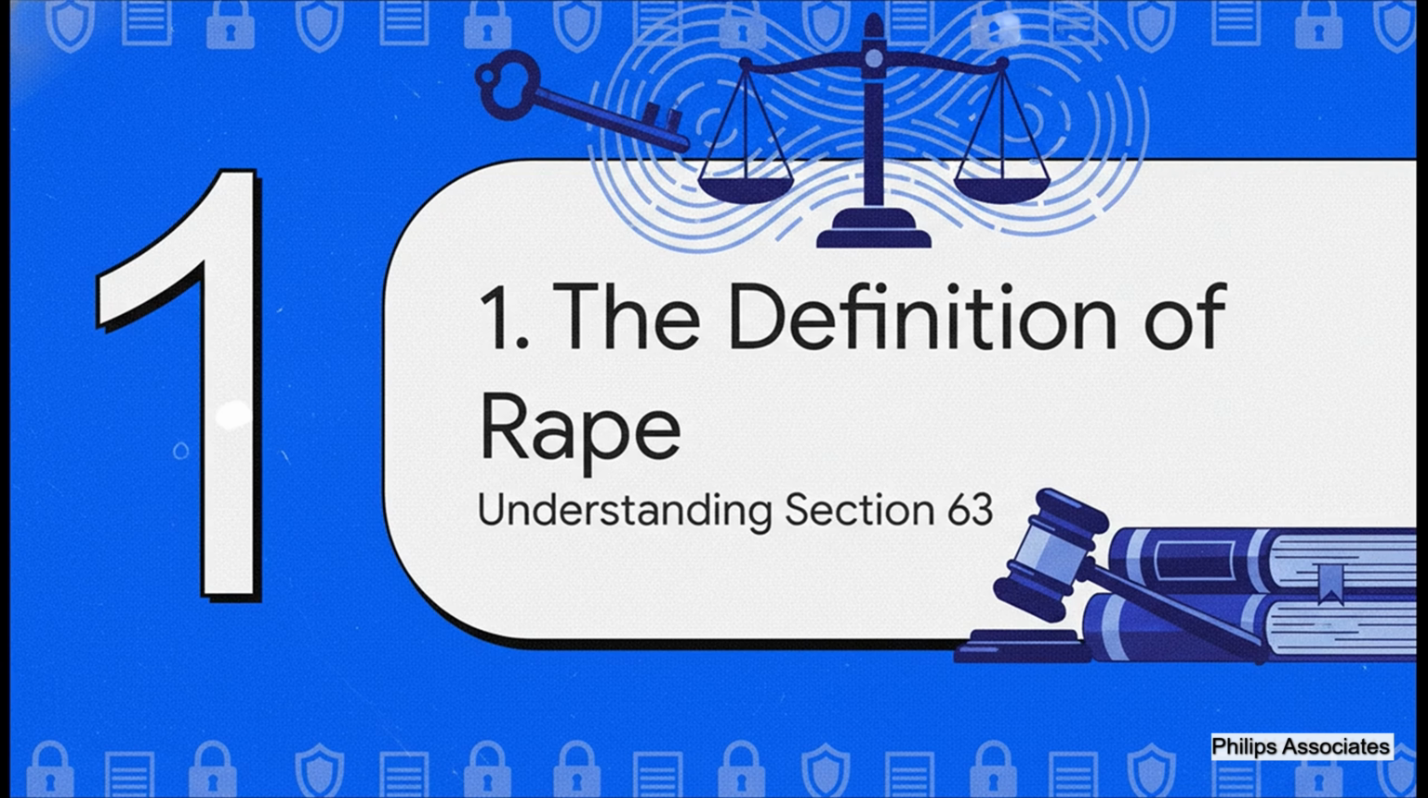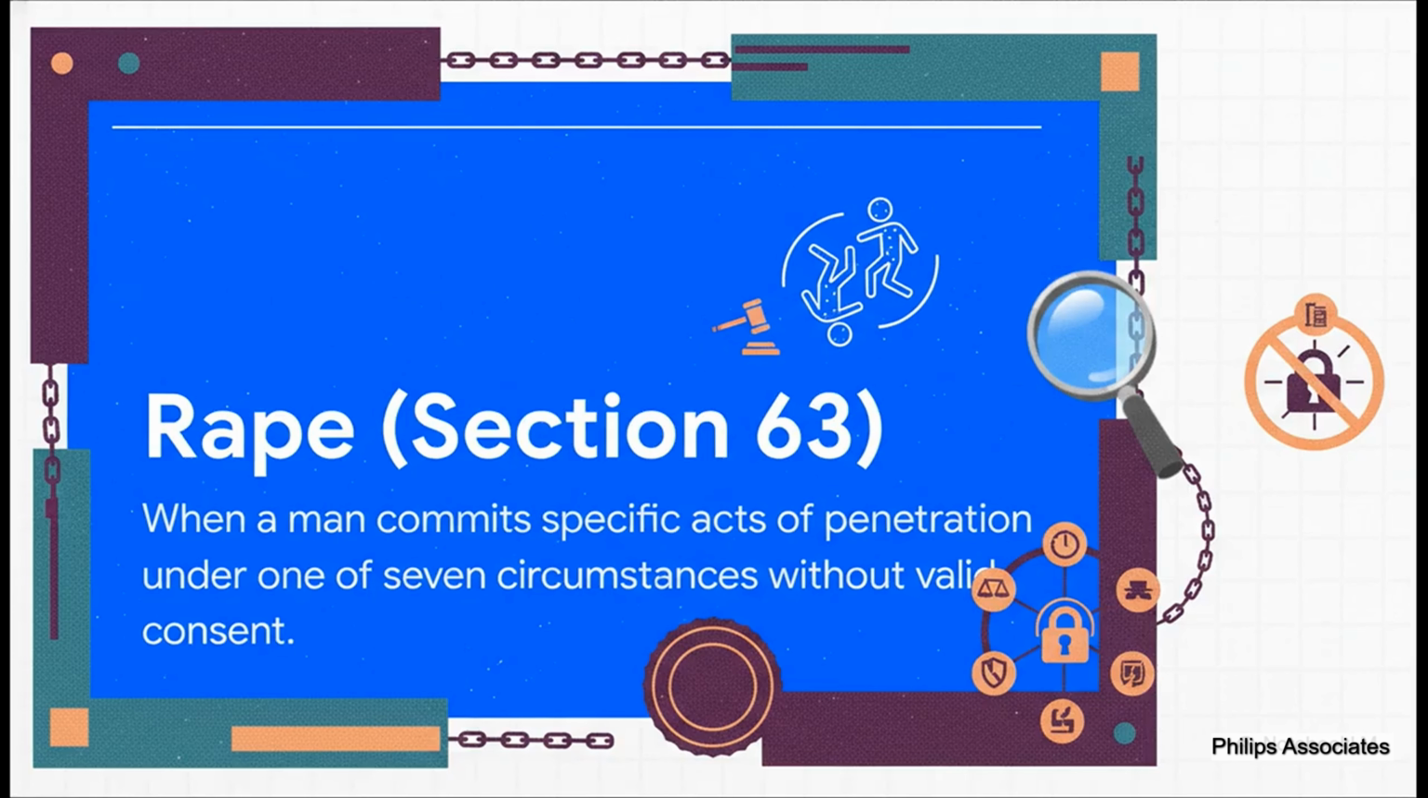To really get this, we need to zoom in on one key piece of the law, Section 63. So Section 63 is super clear about this. For an act to be legally called rape, 2 things have to be true. First, a specific physical act has to happen. And second, it has to happen under a specific set of circumstances. It's this combination of the what and the how that really makes up the legal definition. Let's break both of those down.